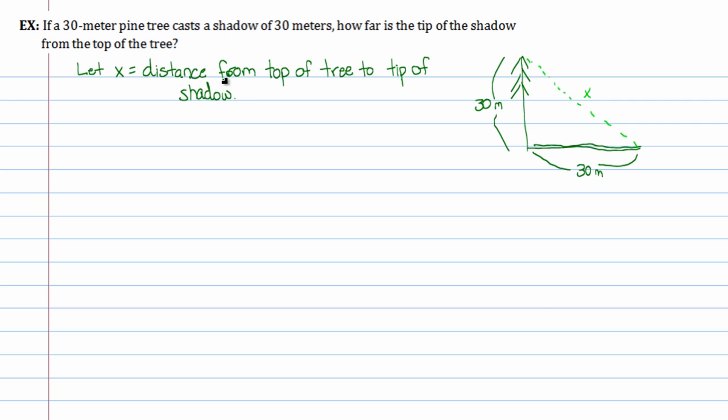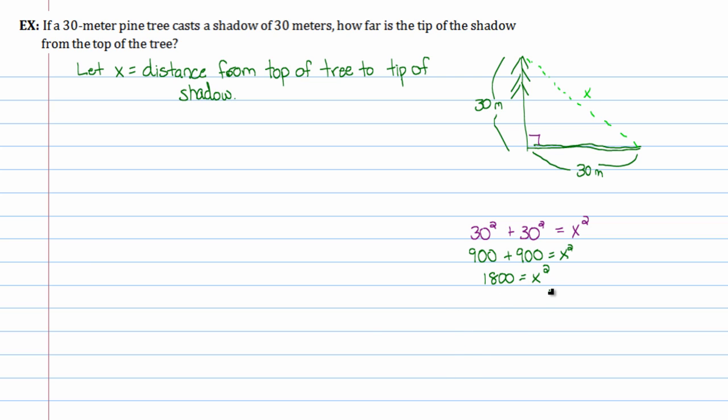Now all we have to do is develop an equation relating all this information with this variable. And of course this is the very famous Pythagorean theorem, because this is a right angle. The Pythagorean theorem just says that the leg squared plus the other leg squared should equal the square of the hypotenuse. If you do that math, that's going to be 900 plus 900 is equal to x squared, or in other words, 1800 is equal to x squared.